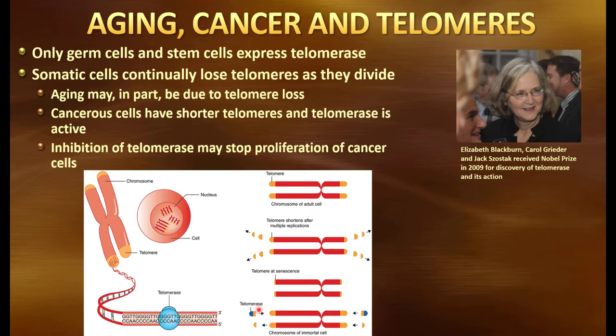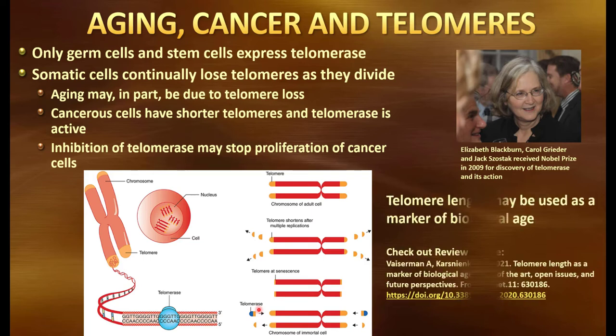Obviously, we have to be careful with that. We don't want to take a cell and turn the gene for telomerase on and then have that cell go rogue and never stop dividing. So obviously, there has to be some control over how we manipulate this. There's an article here that talks a little bit about how telomere length can be used as a marker of biological age. Here, watch a video on telomeres, aging, and cancer.